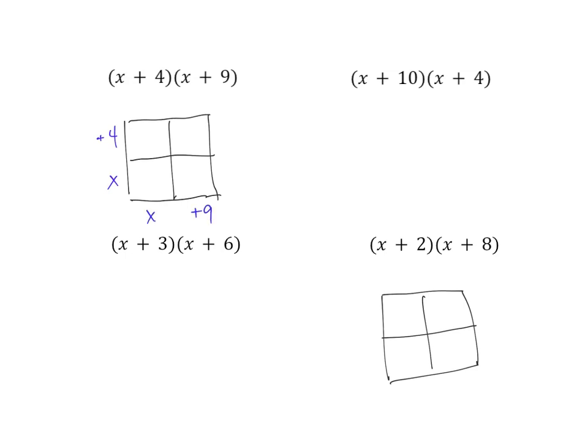What you may have noticed is I put them in different spots than I did last time in the last video, and that's fine as long as you put your two terms on the side and not across from each other. So when I multiply these two together, I get x times x here, x times 4 here, so 4x.